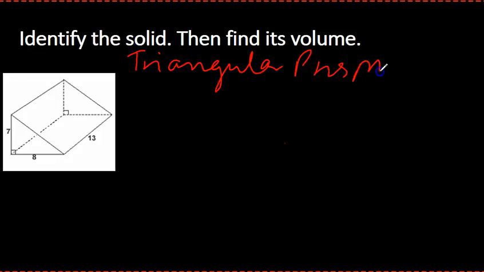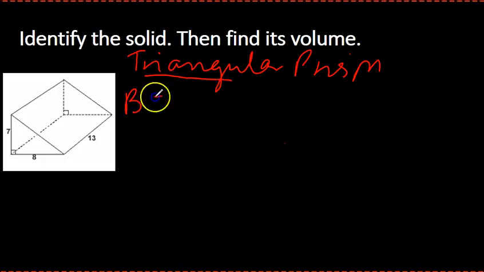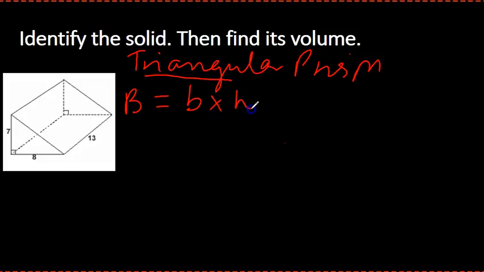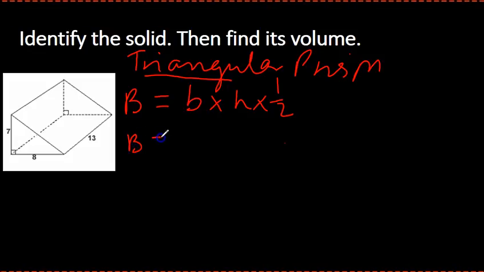And so the base is a triangle, which means the base area is going to be small b times the height times 1/2, or 1/2 times base times height, however you want to do it. And now our focus is just on the triangle alone. The base and height of the triangle are 8 and 7, because the base and height have to meet at a right angle. So it is 8 times 7 and then times 1/2.